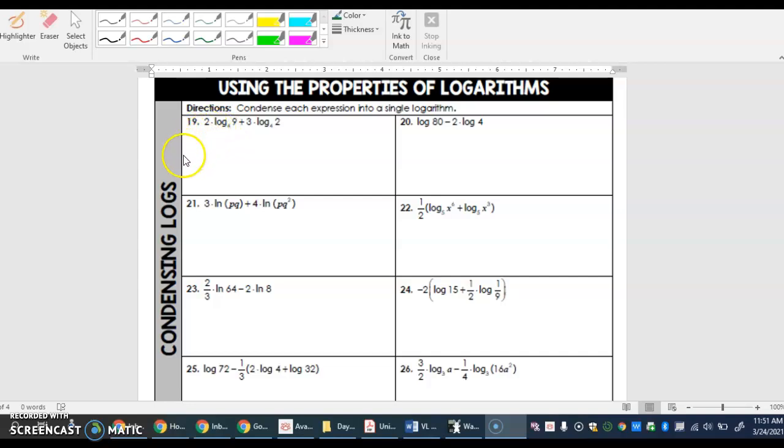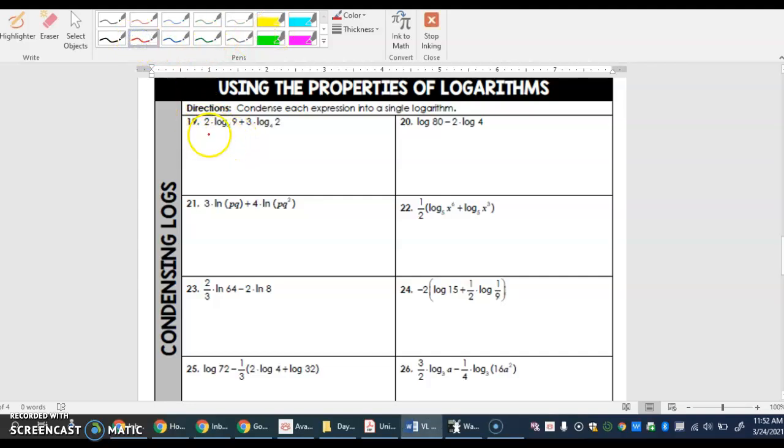This is the second part of my previous video where I introduced the properties of exponents and properties of logarithms. So let's apply them here. We can actually condense or expand the logarithms as given using the properties of logs. So let's do a few questions here.